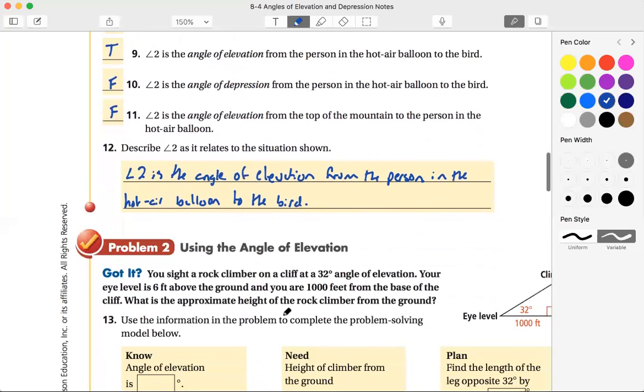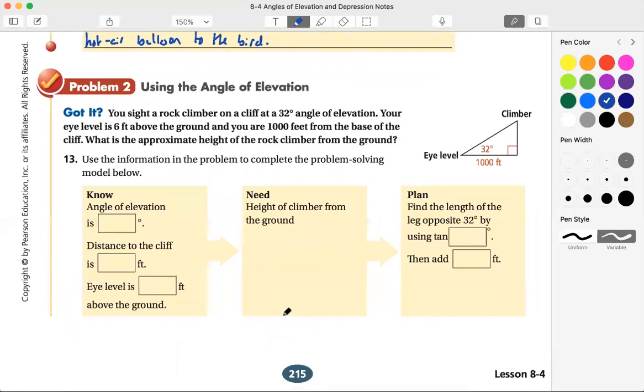Okay, so let's use the angle of elevation in the problem. You sight a rock climber on a cliff at a 32 degree angle of elevation. Your eye level is 6 feet above the ground and you are 1,000 feet from the base of the cliff. What is the approximate height? So what do we know? We know that the angle of elevation is 32 degrees. We know that the distance to the cliff is 1,000 feet, and we know that the eye level is 6 feet above the ground. So we need the height from the ground. We first find the length of the leg opposite 32 degrees by using the tangent of 32 degrees, and then we're going to add 6 at the end.